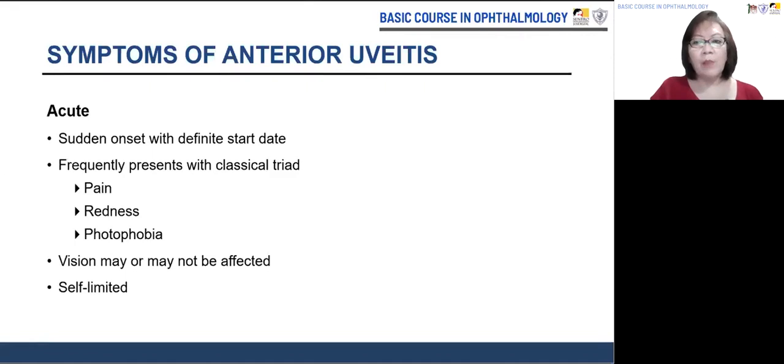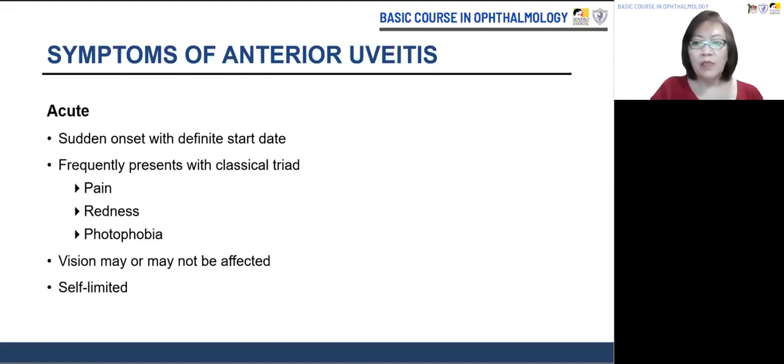Symptoms experienced by patients with anterior uveitis would depend on the course of the disease. Patients with acute episodes of anterior uveitis present with history of sudden onset of their symptoms and are often able to provide specific information as to when their symptoms actually started. They frequently present with the classical triad of pain, redness, and photophobia. Patients complain of pain due to ciliary spasm and involvement of the ophthalmic division of the fifth cranial nerve.